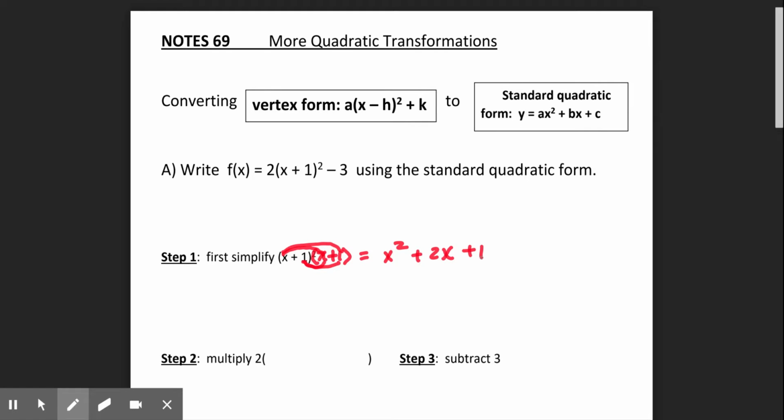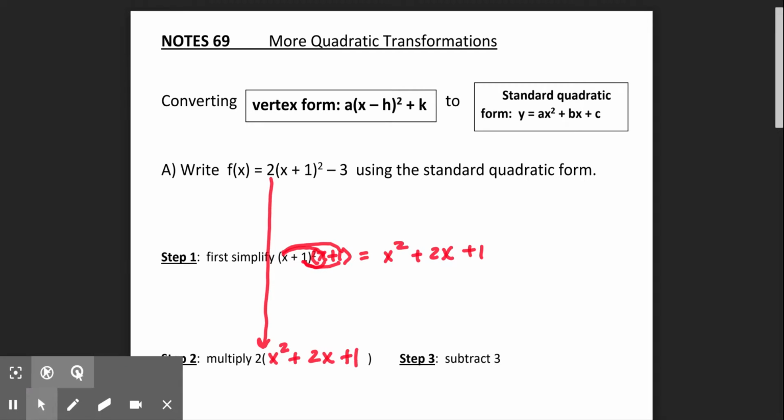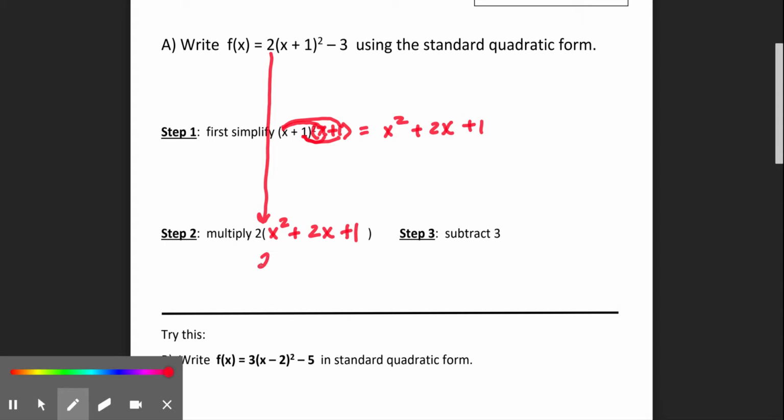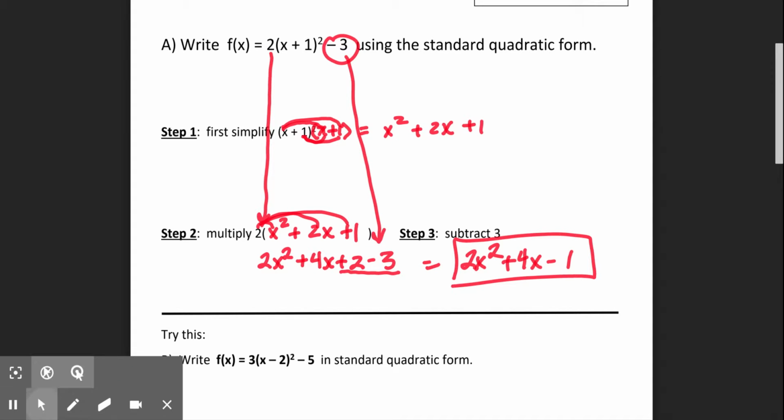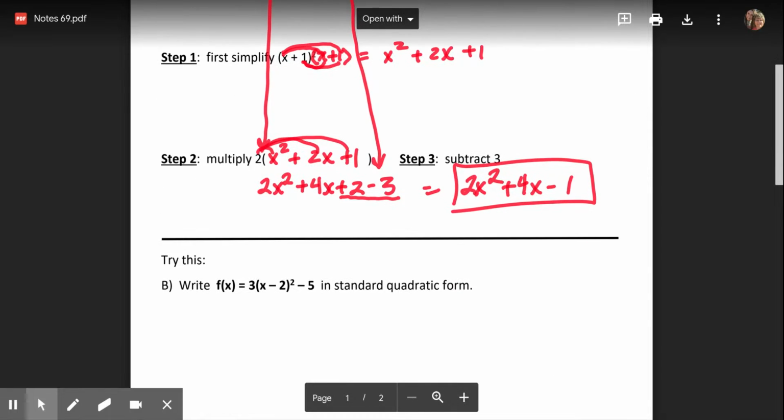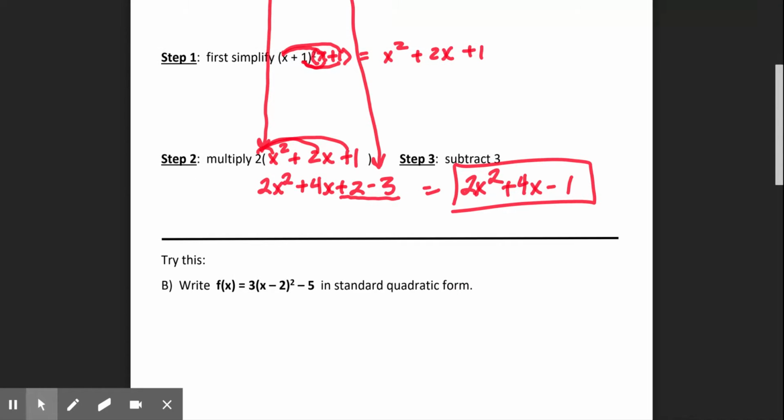Then step 2, you're going to take this 2, this is where we're getting the 2, and multiply it by that trinomial, x squared plus 2x plus 1. So this will give us 2x squared plus 4x plus 2, because remember we're going to multiply 2 by every single term. And then this minus 3 right here, you're just going to put it right there, and minus 3. So the only thing you have left to combine is the 2 minus 3 here. So your final answer will be 2x squared plus 4x, and then 2 minus 3 is minus 1. So we just converted it from what we call a vertex form into the standard quadratic form, where you can identify your A, your B, and your C.